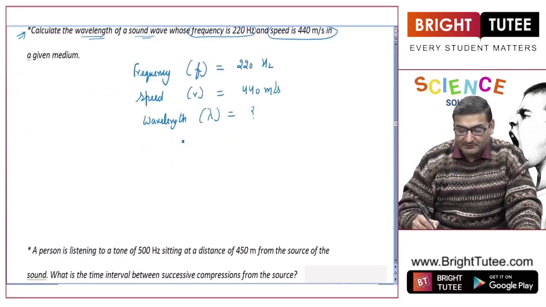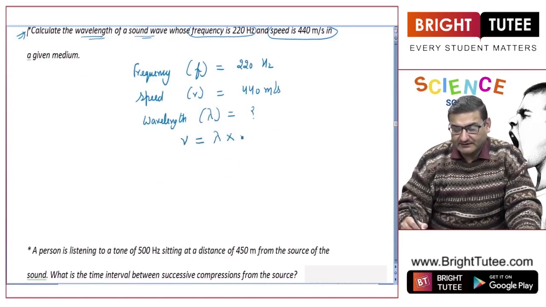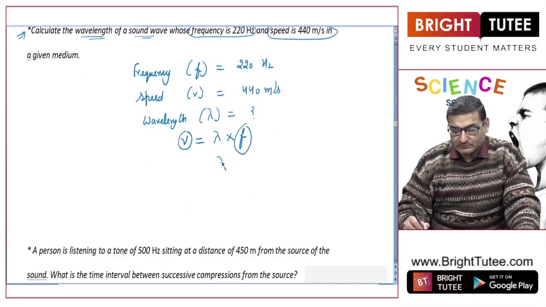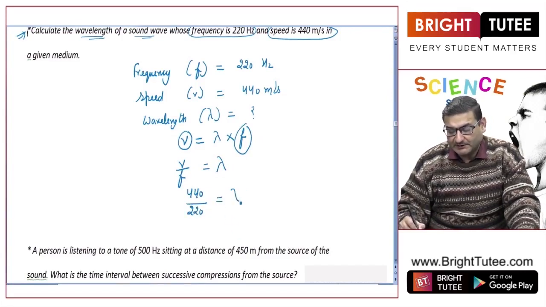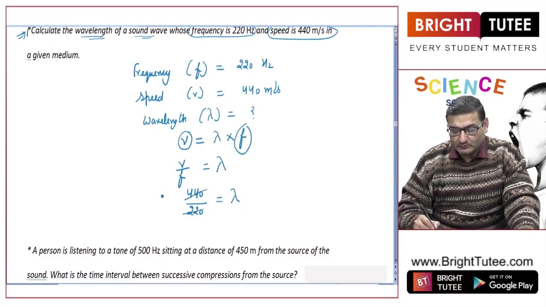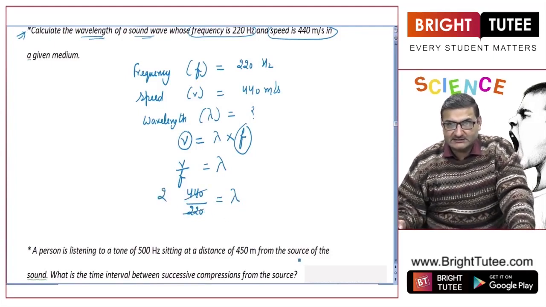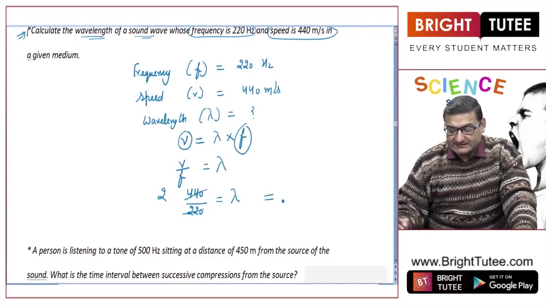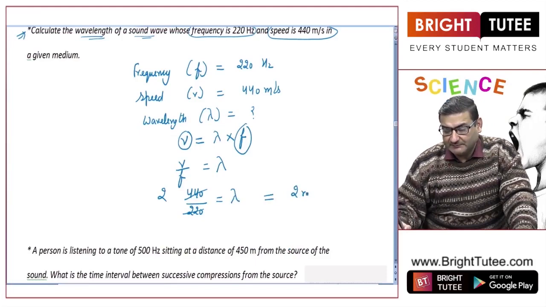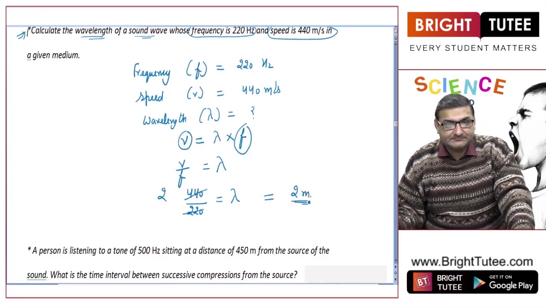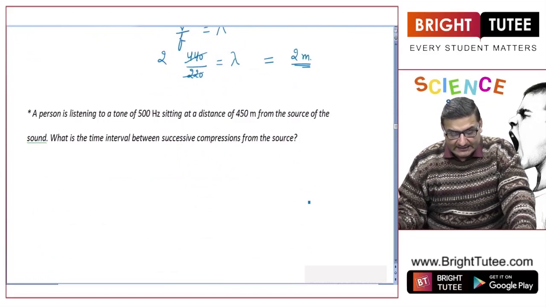Now, as per the wave equation, we know that velocity or speed is the product of wavelength and frequency. Velocity and frequency are given to us, so the wavelength simply becomes velocity upon frequency. The speed is 440 and the frequency is 220 Hertz, so the wavelength comes out to be 2, and since the wavelength is expressed in terms of meter, the wavelength of this sound wave will be equal to 2 meter. Right? Let us see the next question.